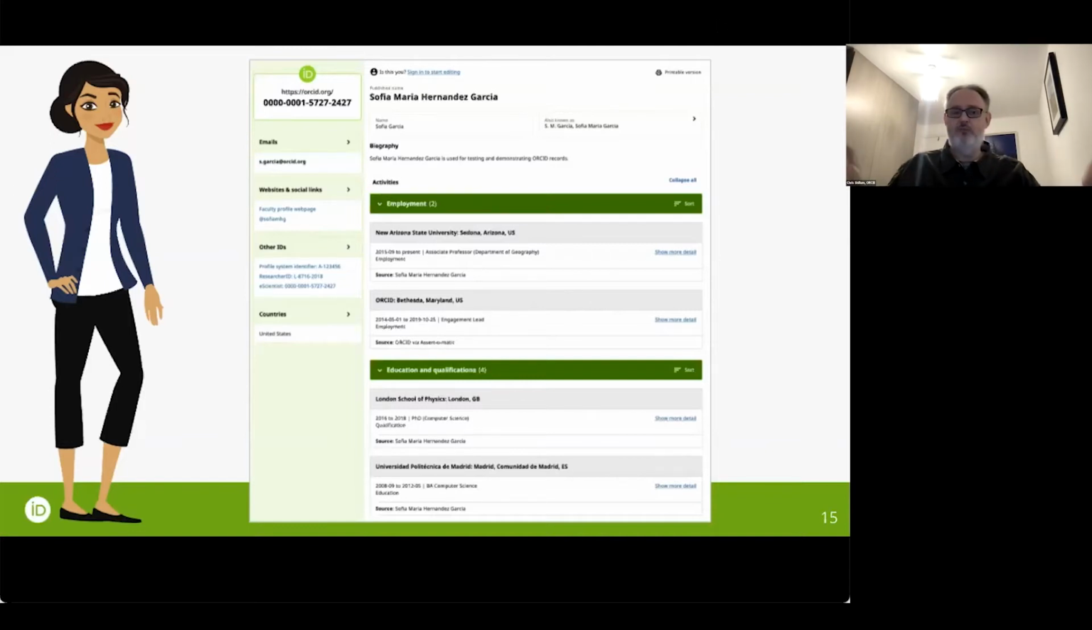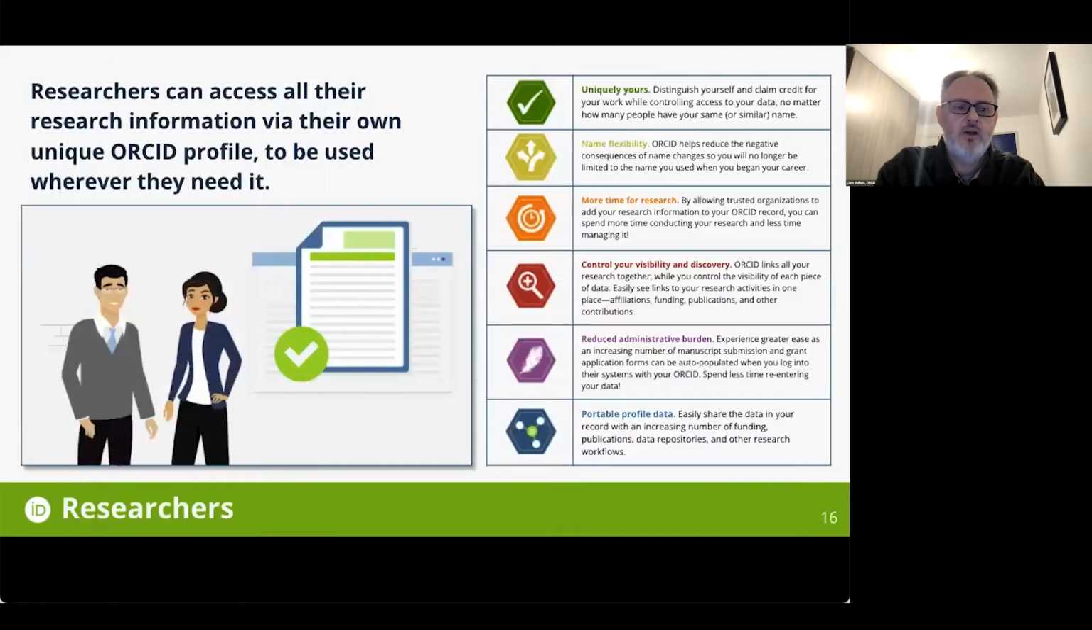And obviously that's what we like to see, because it's much easier for researchers just to have this data flowing into their ORCID records than them having to add it manually. Next slide, please. So why would a researcher want to do this?